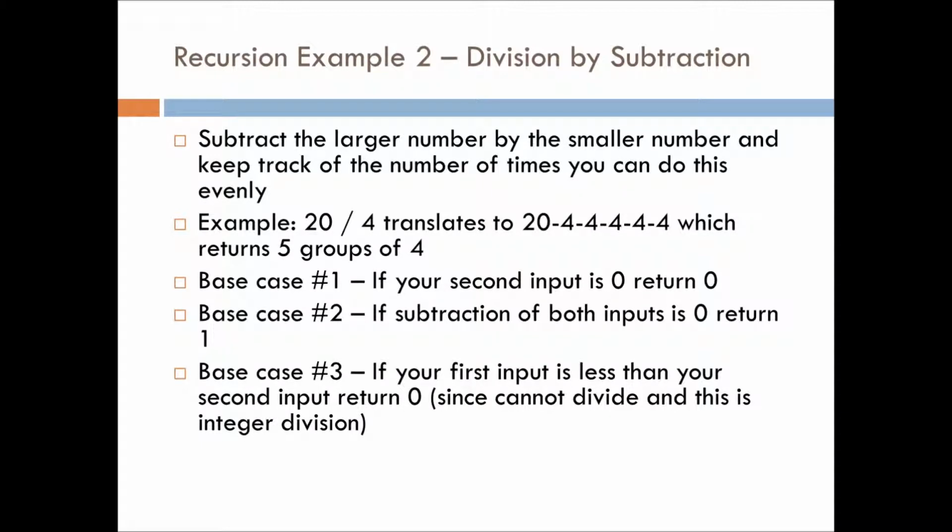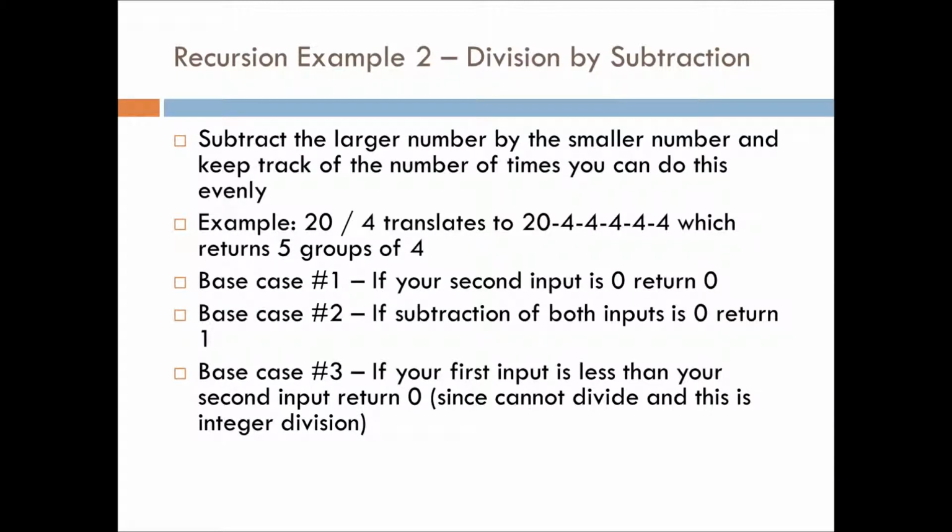There's quite a few more base cases here because division's a more complicated operation. We're only going to look at integer division. We're not going to go into division of decimals or anything like that for this example because that's going to take a lot more legwork for formulating the base cases. So if your second input is 0, return 0. You can't divide by 0. That's something that you just can't do. It won't be a technically correct result, but that's how we're going to handle it in this case.